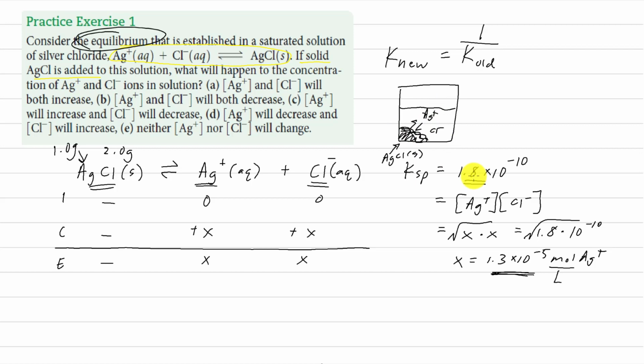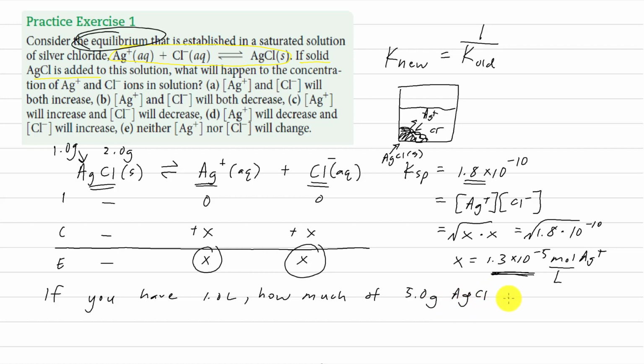So how much solid does it take to get this much if you have a 1 liter container? If you have a 1 liter container, how much of, let's say, 5 grams of AgCl would dissolve to reach equilibrium? We know that this is the equilibrium amount, so all this is really asking is how much of the AgCl dissolves to reach the equilibrium amount.